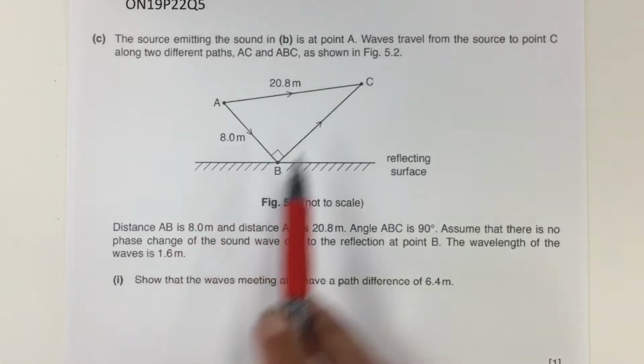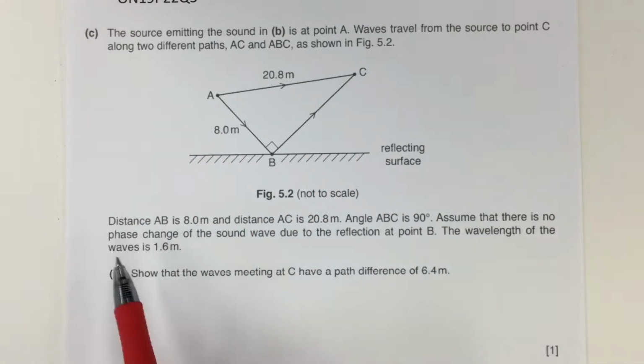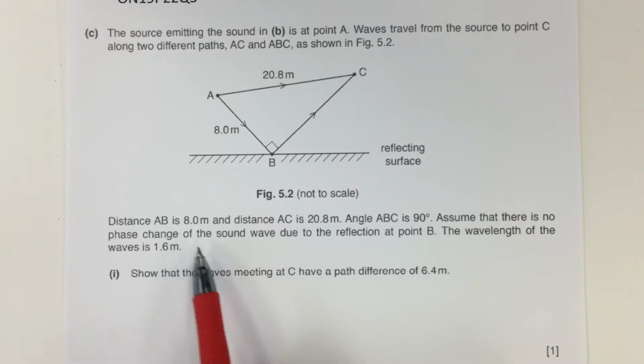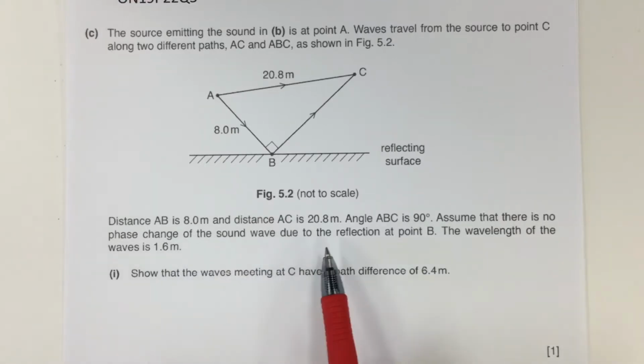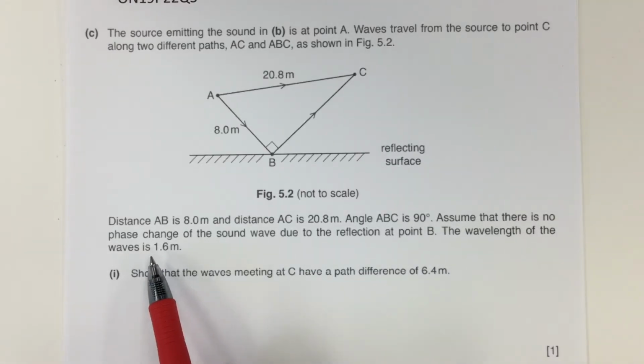Angle ABC is 90 degrees. Assume that there is no phase change of the sound wave due to the reflection at point B. The wavelength of the waves is 1.6 meters.